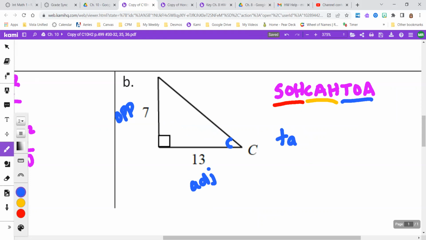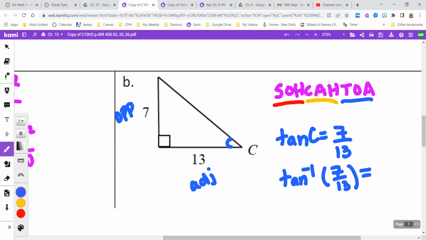So I'm going to go tangent of angle C is equal to opposite, which is 7, over adjacent, which is 13. Now, I don't, again, want to know what the tangent is. I want to know the angle that gave me that tangent. So I'm going to have tangent inverse of 7 over 13 is equal to angle C. Let me put that into my calculator. And when I do that, I end up getting 28.30 degrees as my angle.